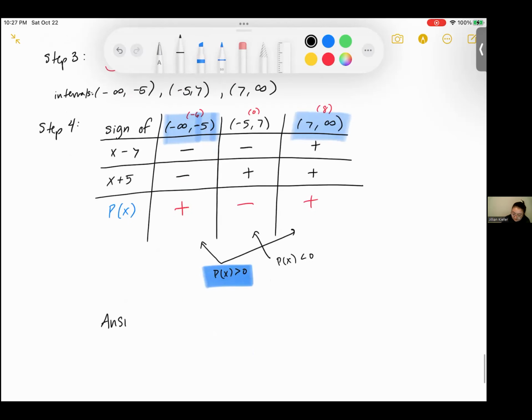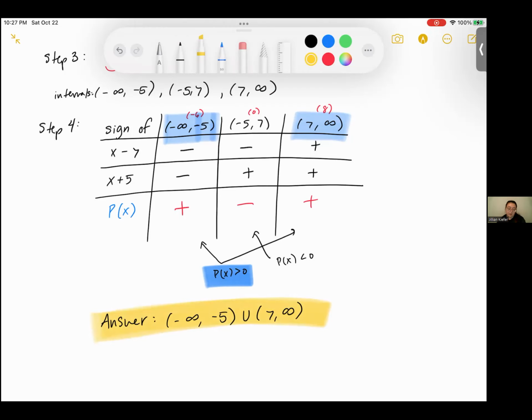For your final answer there, you would write negative infinity to -5. And now since you're listing kind of your final intervals, you would use a union. So we have negative infinity to -5, union 7 to infinity. So there is our answer. That's what we would write.